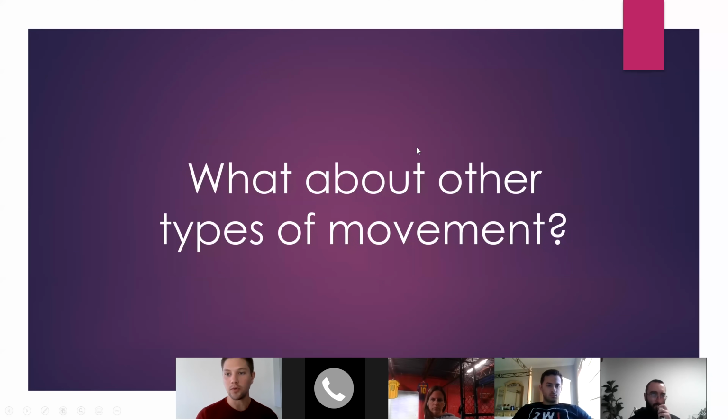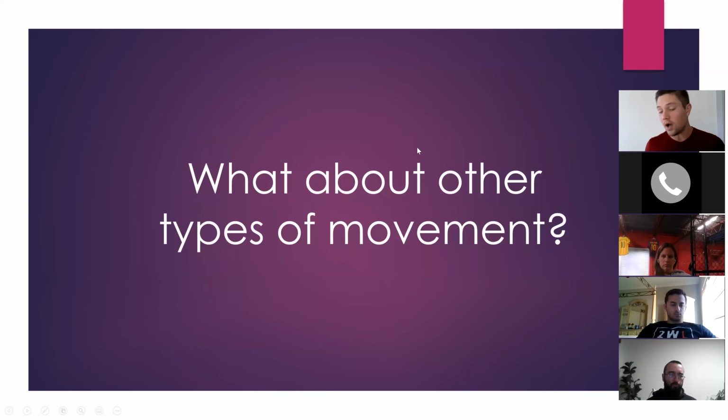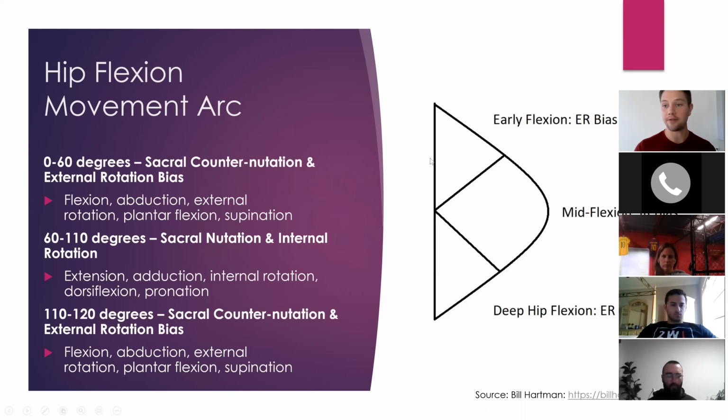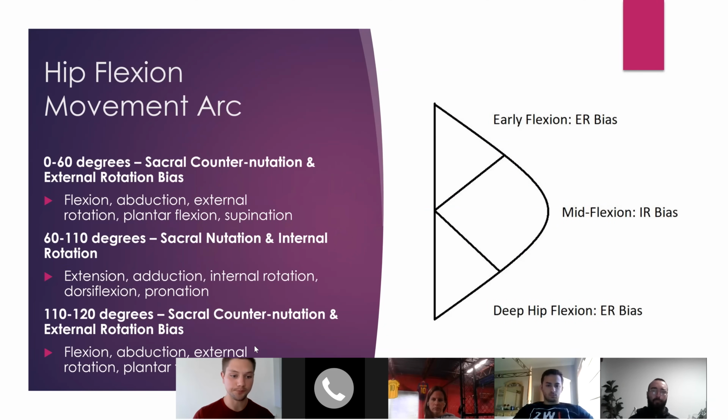What about other types of movement? What if we're just going through a squat or we're going through a deadlift? Well, we have this graph right here, which is really helpful for breaking that down. So we have the hip flexion movement arc. This is a general guideline, not a hard and fast rule, but it's really helpful for understanding what happens when we move through hip flexion, meaning a squat. Think about it like that. That's the easiest way of thinking about it.